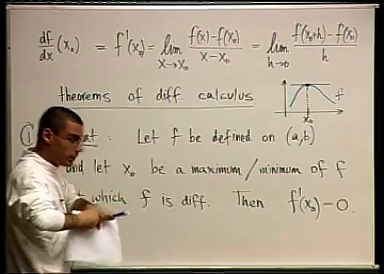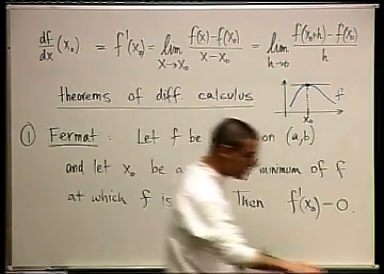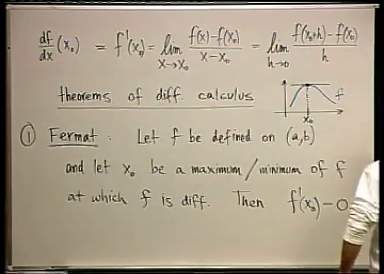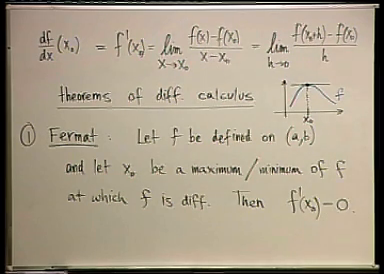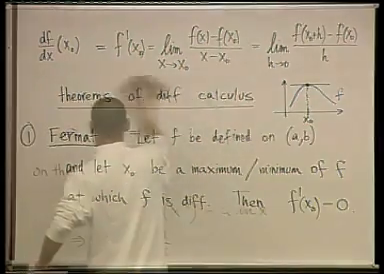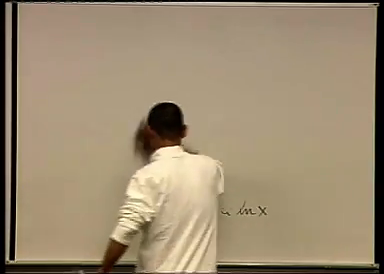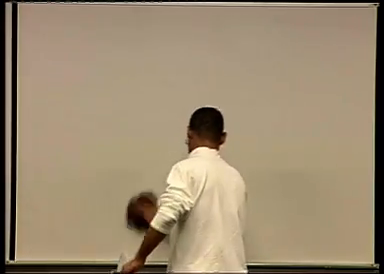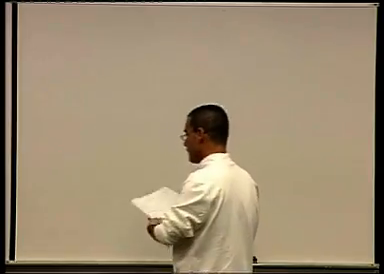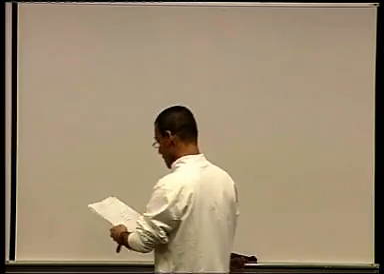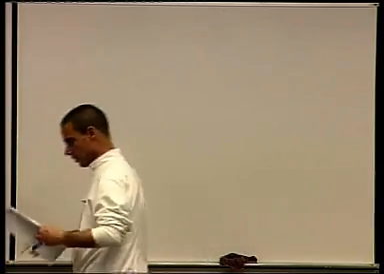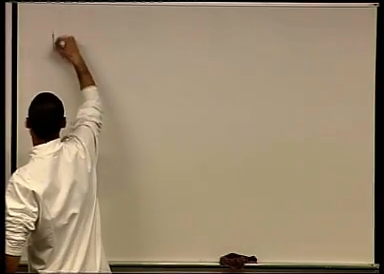I want to formally prove this theorem. And the formal proof of this theorem will actually be in terms of the epsilon neighborhood definitions. So I'm not going to pull any bunnies out of my hat, just the definitions. No magic. So, proof of Fermat's theorem. Proof.